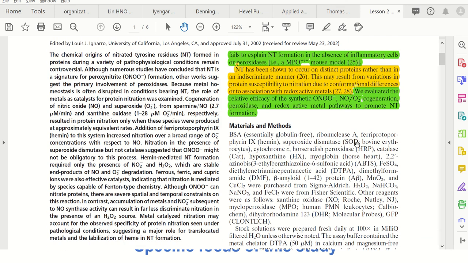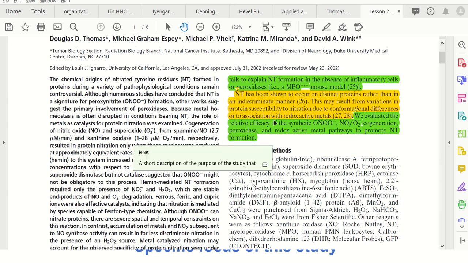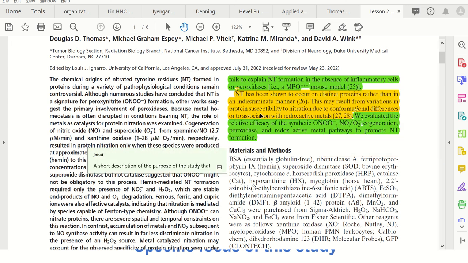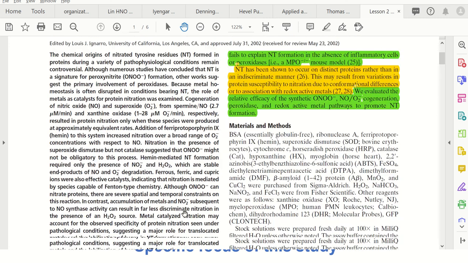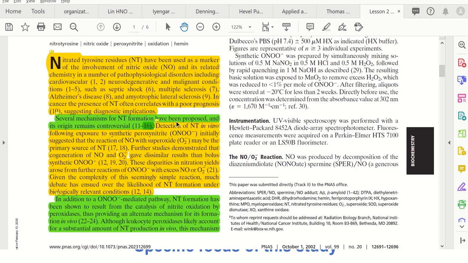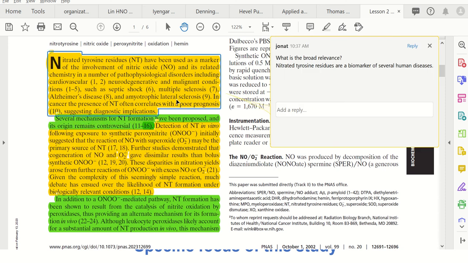All right, so let's go to the end. This is where we expect to see our hypothesis statement, and in fact there is one that we'll come back to in a sec. This is where we expect our hypothesis statement and purpose of the research. But how do we get from point A to point B? From here, this gives the broad relevance again.